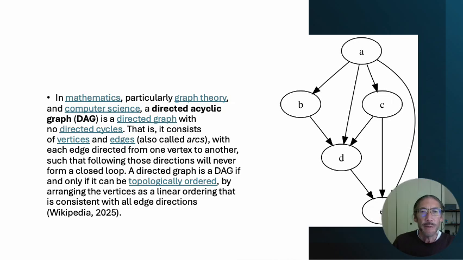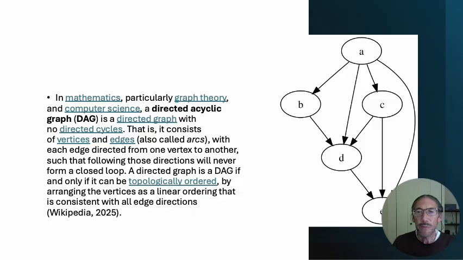In mathematics, particularly graph theory and computer science, a directed acyclic graph, DAG, is a directed graph with no directed cycles. That is, it consists of vertices and edges, also called arcs, with each edge directed from one vertex to another, such that following those directions will never form a closed loop. A directed graph is a DAG if and only if it can be topologically ordered by arranging the vertices as a linear ordering that is consistent with all edge directions. Wikipedia 2025.